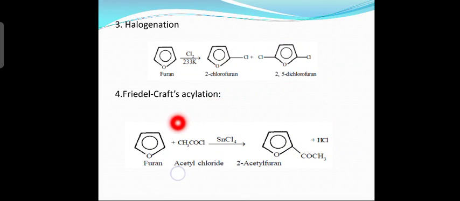Next is Friedel-Crafts acylation. What is acylation? Reaction with acetyl chloride in the presence of stannic chloride as catalyst. What is the formula of stannic chloride? SnCl4. Furan reacts with acetyl chloride in the presence of stannic chloride to give 2-acetylfuran. That means an acetyl group is introduced at the second place. The acetyl group is the CH3CO group. So you get 2-acetylfuran, and the reaction is called Friedel-Crafts acylation.